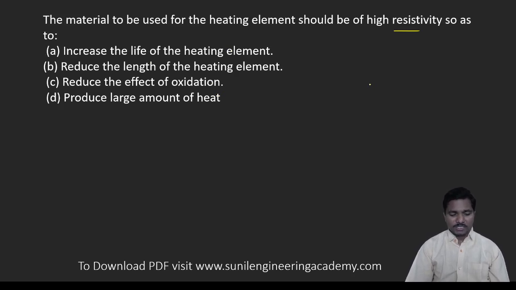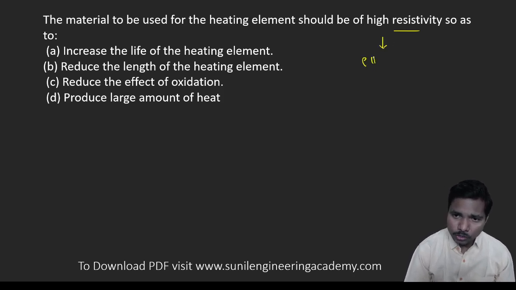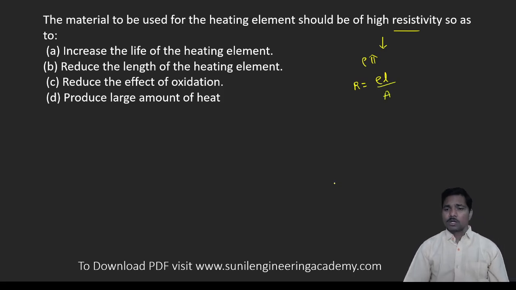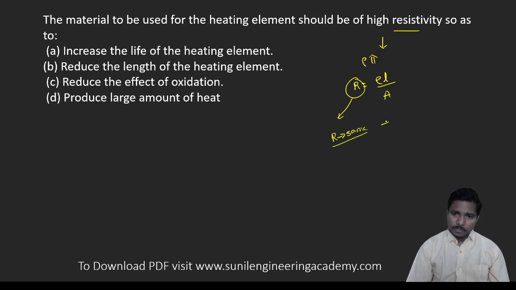The material used for heating element should be of high resistivity. Why do we require high resistivity? R is equal to rho L by A. If you want to get the same resistance, and your rho is more, then your length is less. As resistivity is more, you can go with very less length, and then also you will get the same resistance. Then you will get the same power, so you can get a lot of heat.